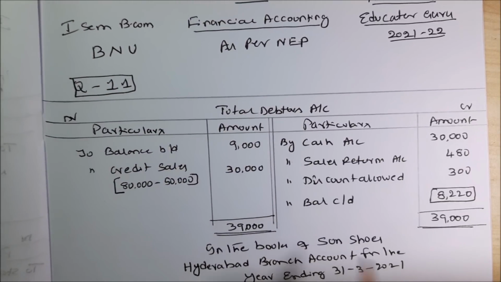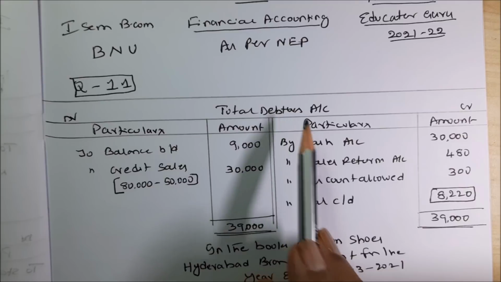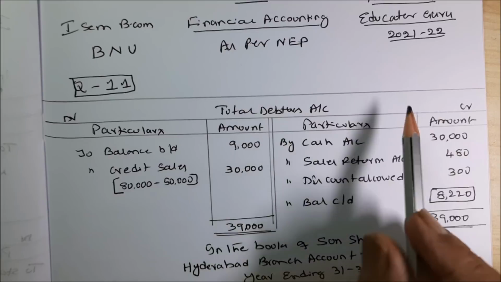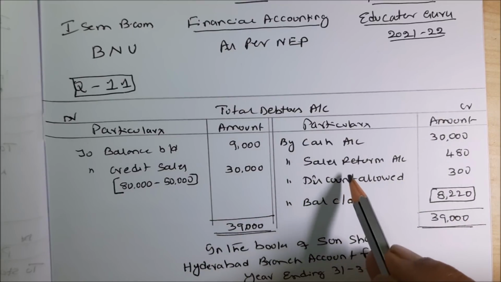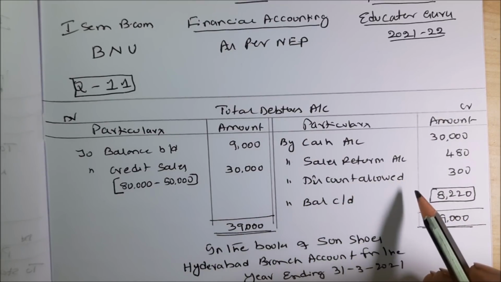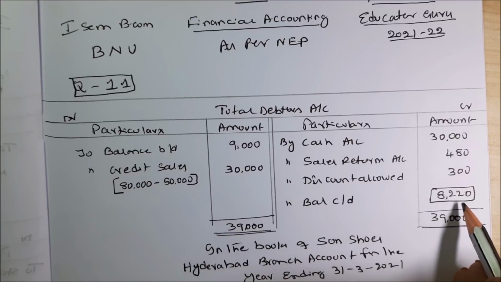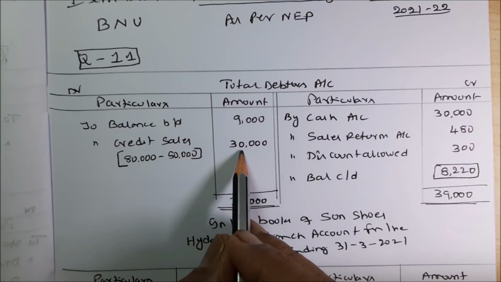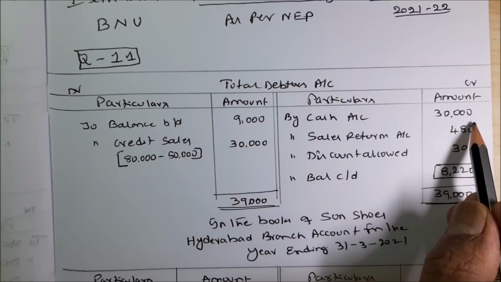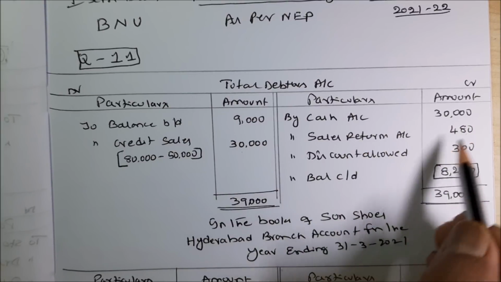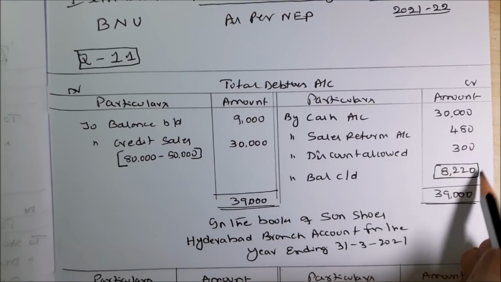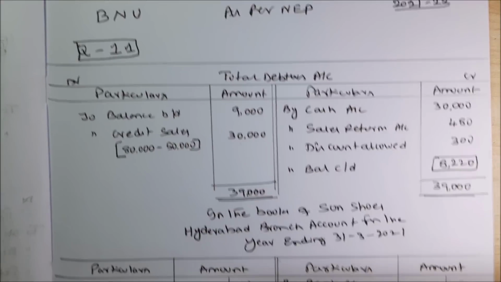First, we have to prepare the total debtors account. They have given the opening balance, the credit sales, the cash received from debtors, sales returns and discount, but they have not given the closing balance, so we have to find it out. Balance brought down 9,000, credit sales 80,000 minus 30,000, that is 50,000. Cash received is 30,000, sales returns 480, discount allowed 300. So the balancing figure, the closing balance of debtors, is 8,220.